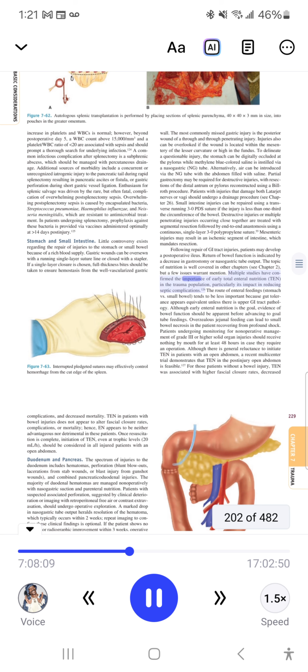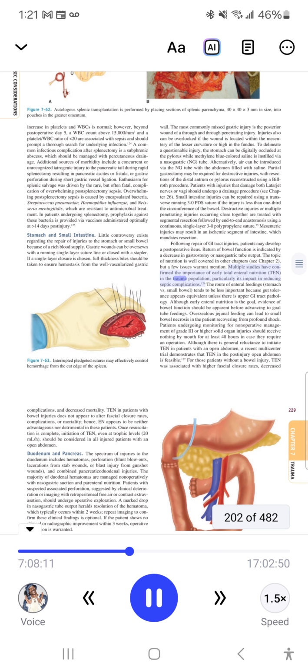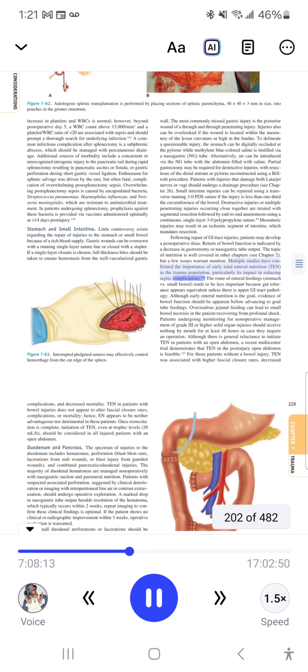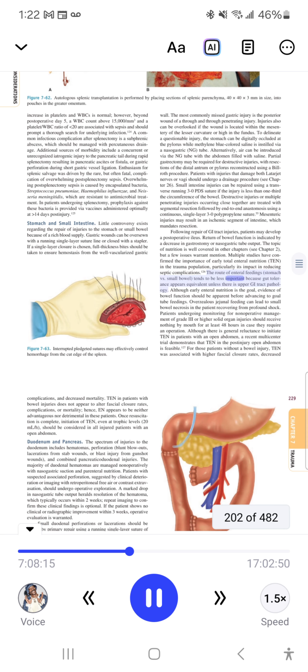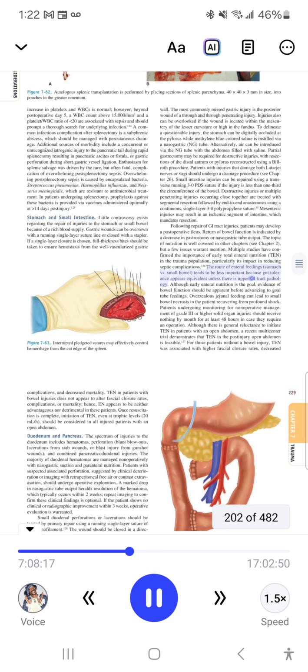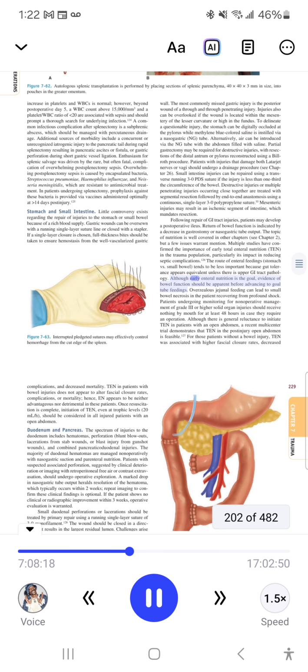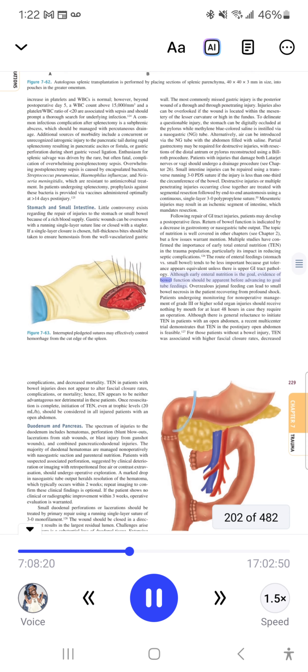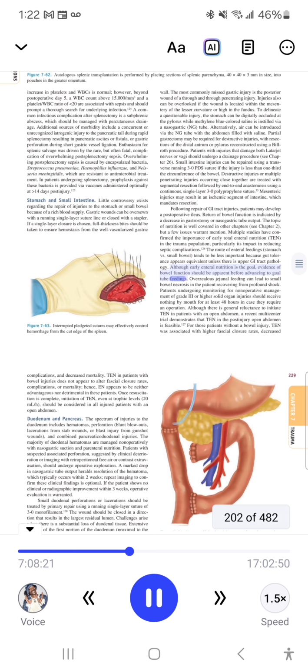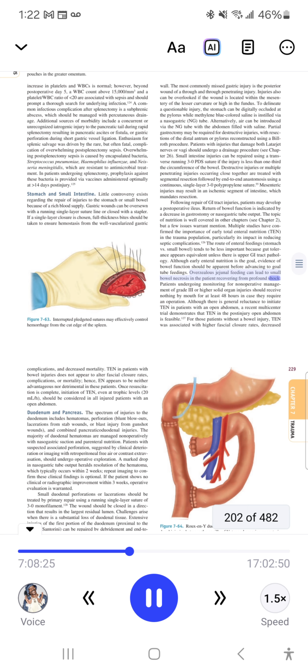Multiple studies have confirmed the importance of early total enteral nutrition (TEN) in the trauma population, particularly its impact in reducing septic complications. The route of enteral feeding, stomach versus small bowel, tends to be less important because gut tolerance appears equivalent unless there is upper GI tract pathology. Although early enteral nutrition is the goal, evidence of bowel function should be apparent before advancing to goal tube feedings. Overzealous jejunal feeding can lead to small bowel necrosis in the patient recovering from profound shock.